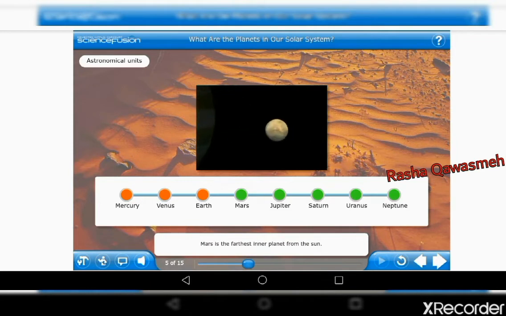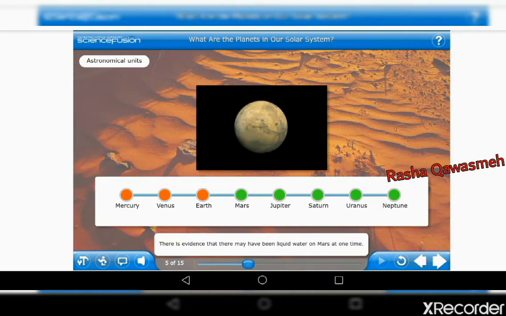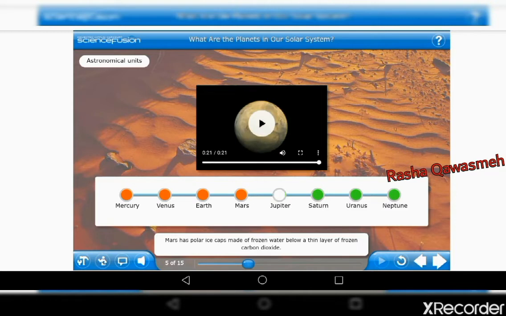Mars is the farthest inner planet from the Sun. It is 1.5 AU from the Sun. There is evidence that there may have been liquid water on Mars at one time. Mars has polar ice caps made of frozen water below a thin layer of frozen carbon dioxide. So although it has water, it is frozen, it's not liquid, so it's not suitable for life. In addition to, it has more carbon dioxide in its atmosphere.